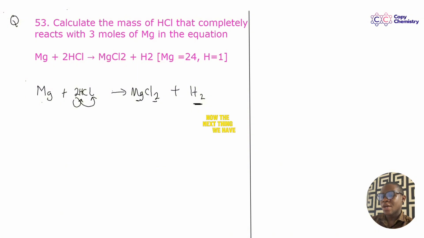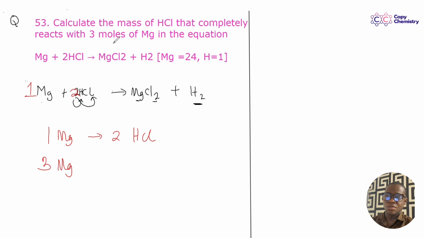Right, now the next thing we have to do is to read the question again. We're trying to find the mass of HCl that should react with 3 moles of Mg. From this equation, we can see that 1 mole of Mg actually reacts with 2 moles of HCl. It's written here, 1 to 2. So if 1 mole of Mg reacts with 2 moles of HCl, and you have 3 moles of Mg, according to this question, it's going to react with, let's say, X of HCl.